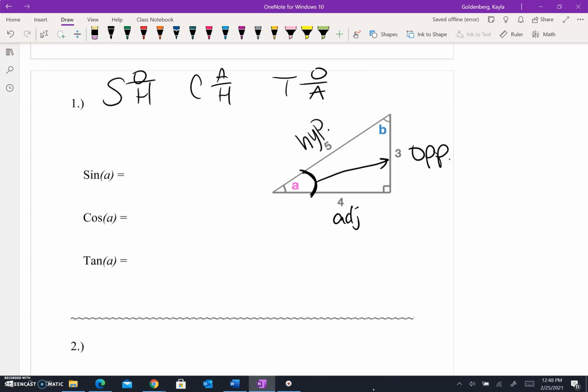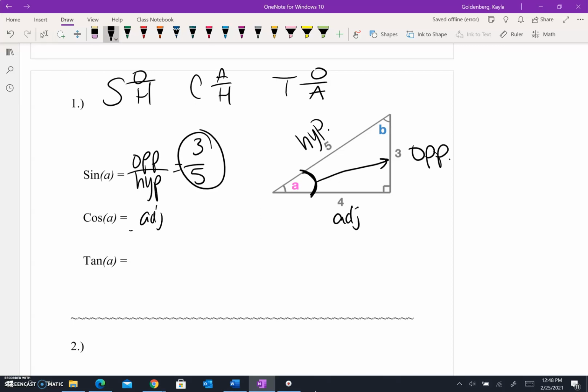So remember, sine is opposite side over hypotenuse. We're just comparing two side lengths. In this case, I actually have side lengths, which is lovely. I've got a 3 over a 5. So the sine of angle A is just saying, tell me what the opposite side is over the hypotenuse.